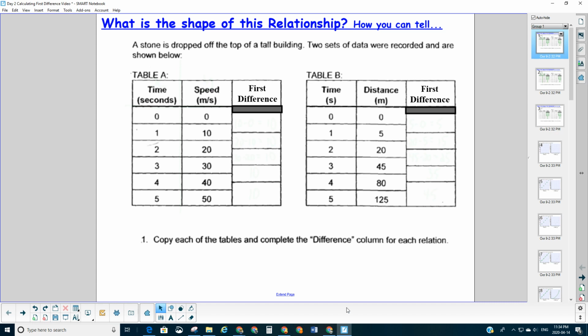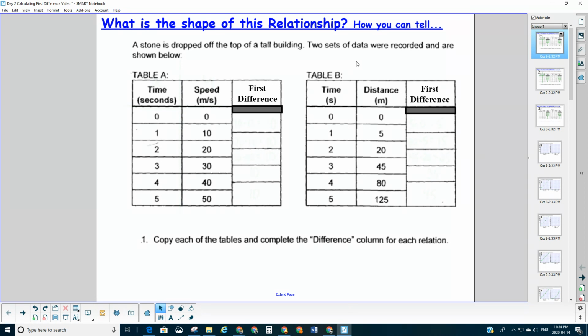Hello, grade nines. Today we're going to talk about relationships and data. Yesterday we played around with relationships and looked at pieces of data and saw if there's any connections. Today we're going to go a little bit further. We're interested in what the shape of the relationships is, or if there are different types of relationships, and how can you tell? So that's what we're going to look at today.